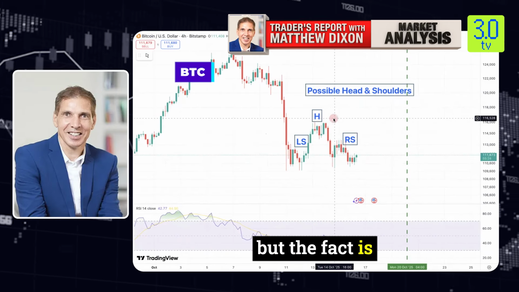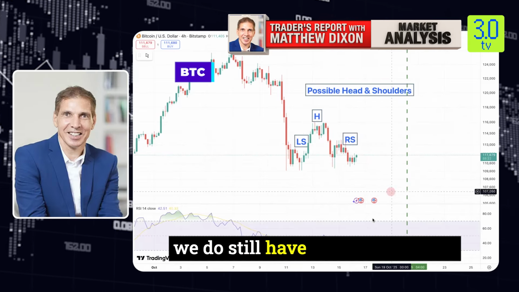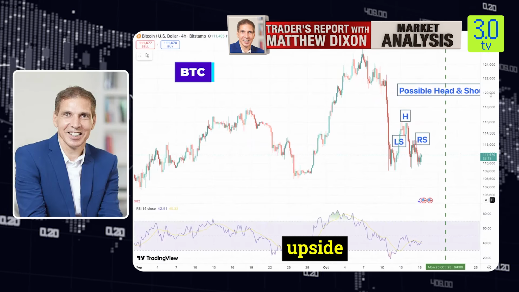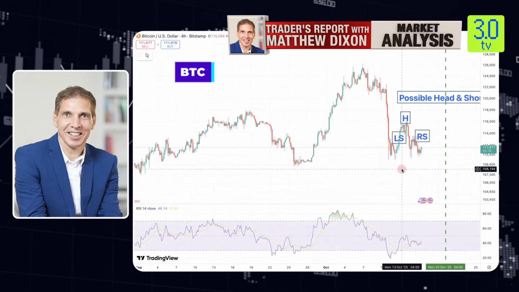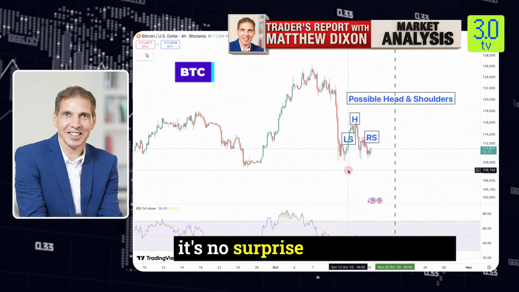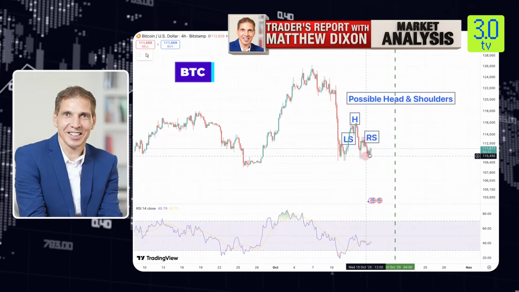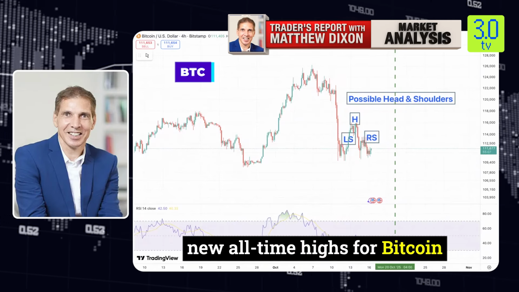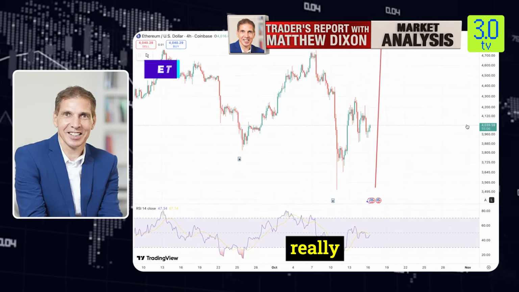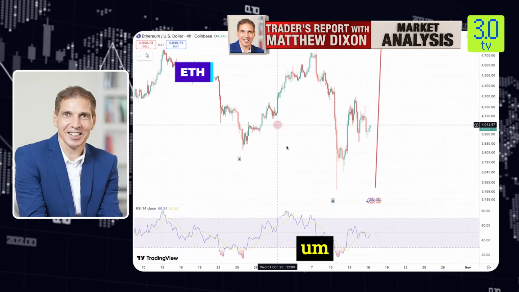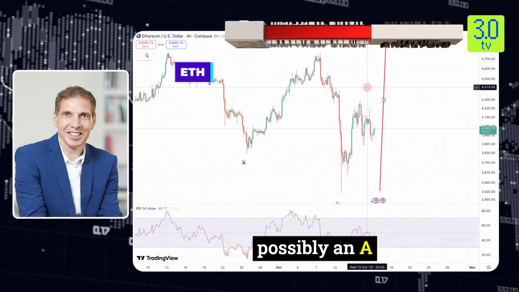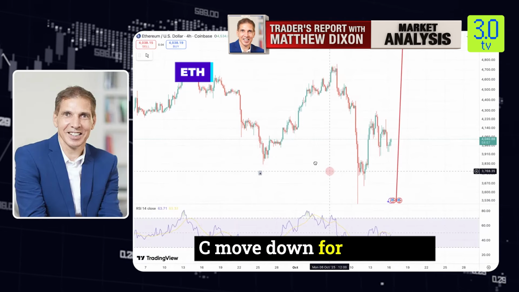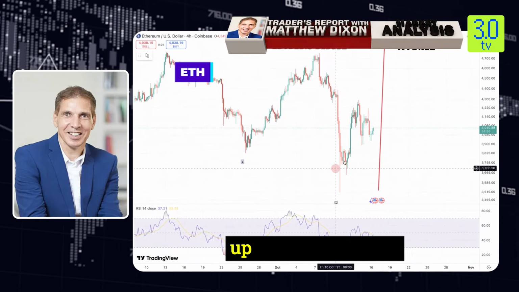But the fact is, we do still have other indications telling us that Bitcoin hasn't finished the cycle to the upside. And when we look at the massive inflows into ETFs, it's no surprise that we probably do expect new higher highs for Bitcoin, new all-time highs for Bitcoin. Same sort of thing for Ethereum, really. Again, we've had possibly an ABC move down here, ABC move down for Ethereum, and we appear to be moving up impulsively now.